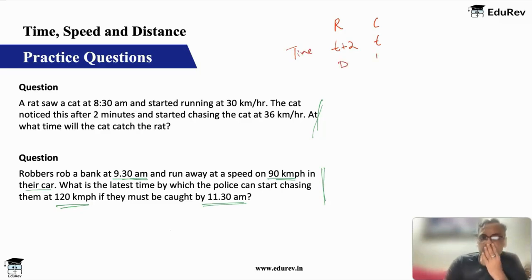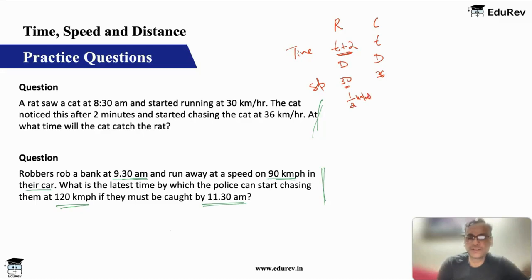The distance that they have covered is the same, and the speeds are 30 and 36. So the distance covered by the rat has to be equal to the distance covered by the cat. That's one thing you'll have to be careful about. This is kilometers per hour and this is in minutes. So we convert this to minutes. So it is half kilometer per minute. And this 36 will change to 36 upon 60. It will be 6 by 10 or 3 by 5 kilometers per minute. So let's take this. We could have taken meter per second also, but this is also fine.